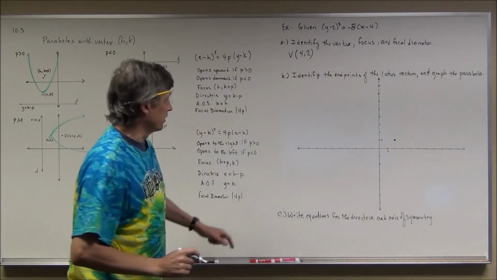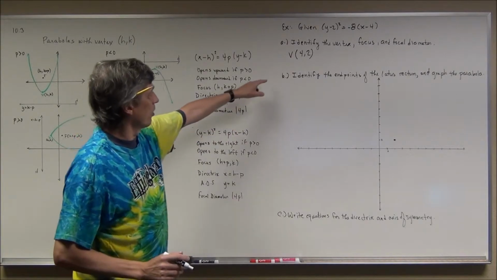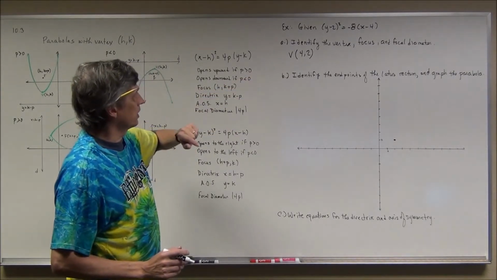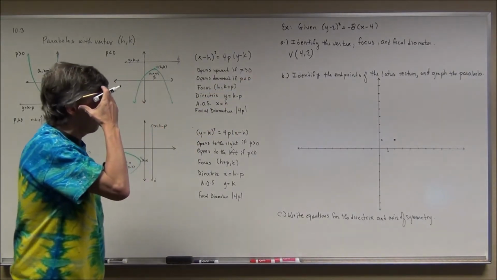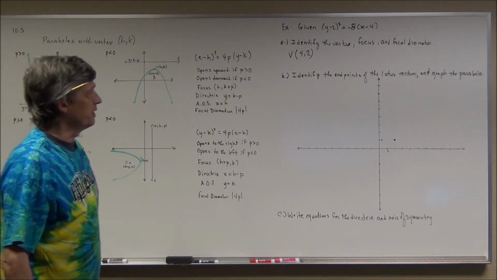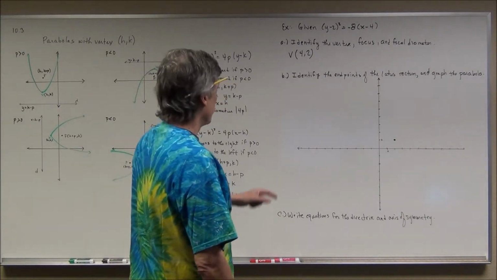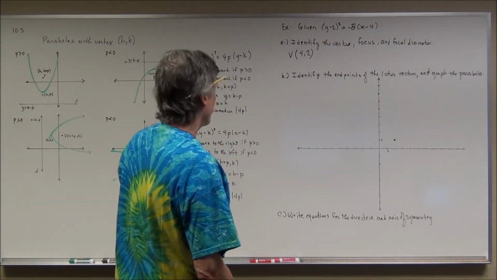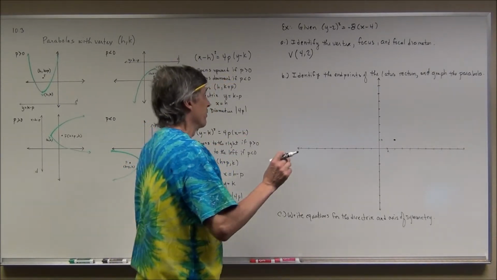Okay, because I'm going to graph this here in just a second in part B, but I want to go ahead and put the vertex down. Now, the focus is not actually part of the graph. It's going to be in the interior of the parabola, but we'll go ahead and find the focus. Now, to find the focus, we have to find the value of p.